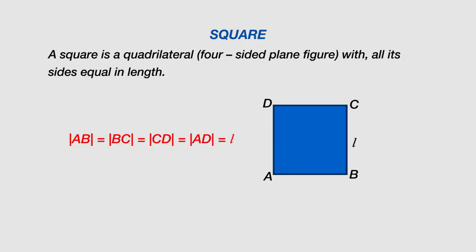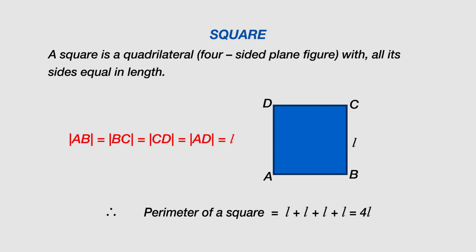We are going to begin with a square. A square is a four-sided plane figure with all its sides equal in length. I'm sure you can see the diagram. You have the length of AB equal to the length of BC equal to the length of CD equal to the length of AD. And all of them are L centimeters. To find the perimeter of the square, we add all the four sides. So we get L plus L plus L plus L, and that gives us 4L.